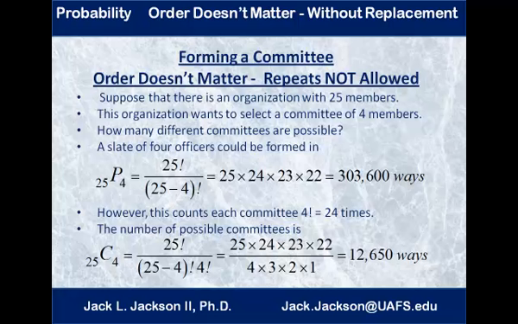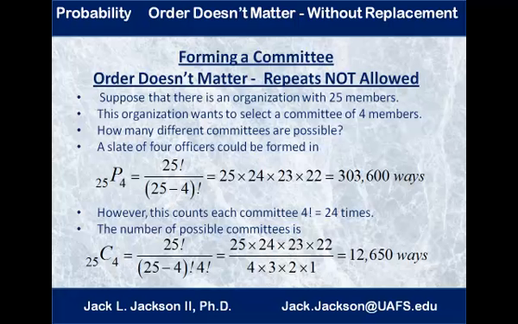Go ahead and multiply those out, and I think you'll find that's 12,650 ways. So if the order mattered, like the 4 officers, that was 303,600 ways. But if the order doesn't matter, like a committee, there's only 12,650 ways. So again, if the order matters, think officers as your canonical example. And if the order doesn't matter, think committees. That would be a good example to think of there.